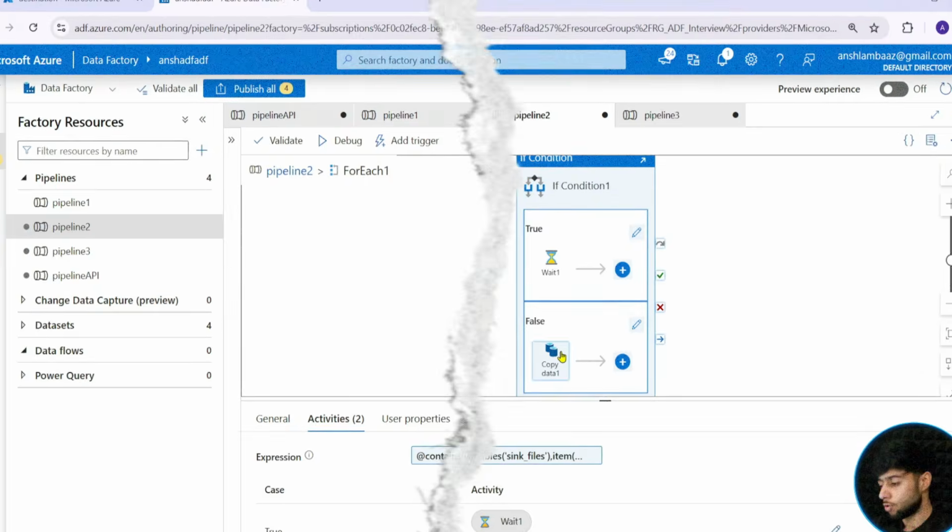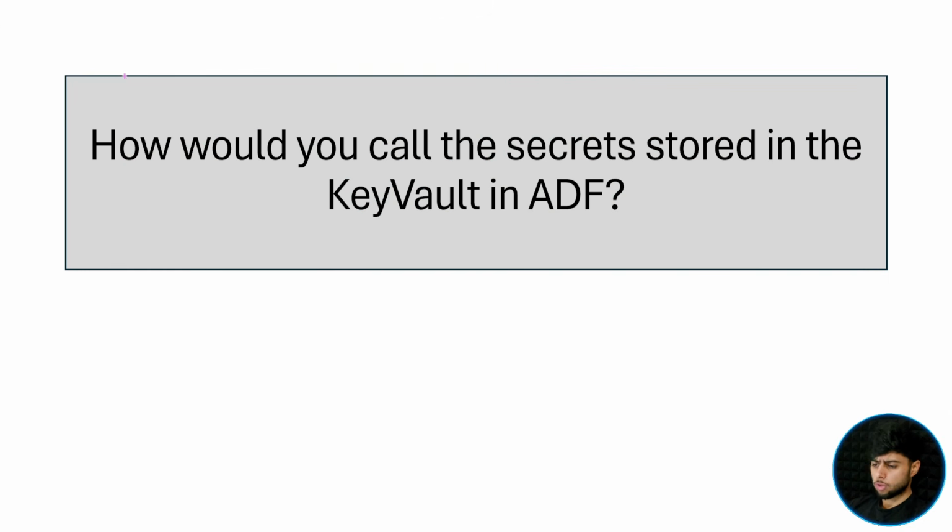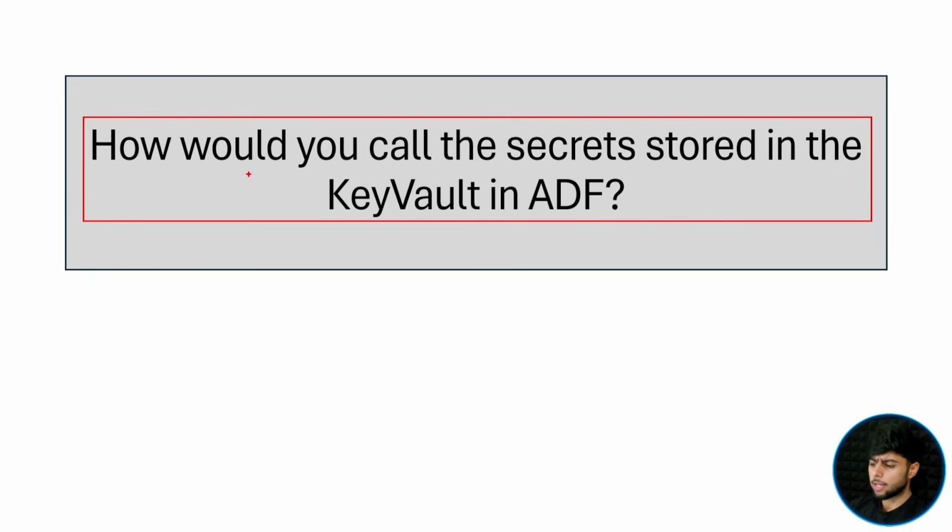So let's see the next question. In the next question, we have: how would you call the secrets, or let's say a single secret, stored in the Key Vault in ADF? As we know, we can store the secrets, credentials, or sensitive information not in ADF, but in Azure Key Vault. But obviously, if we are using ADF, we would need to call those secrets or key vaults so that we can actually use the credentials or sensitive information. How can we do that?